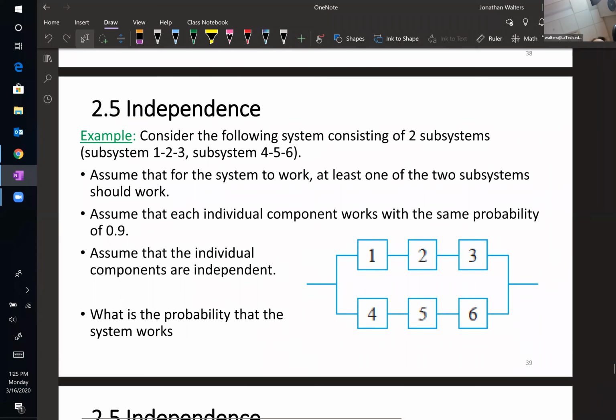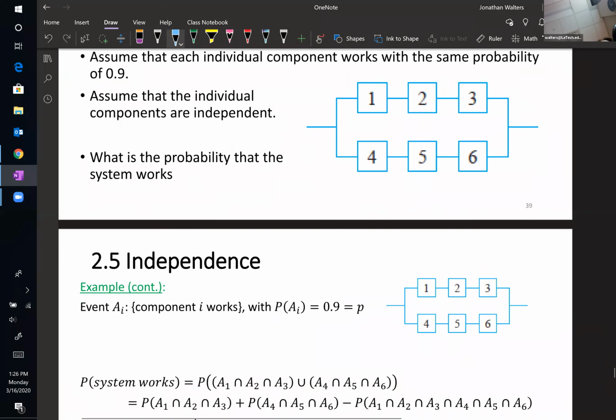Consider the following system of 2 subsystems: subsystem 1, 2, 3, and then subsystem 4, 5, 6. Assume that for the system to work, at least one of the 2 subsystems should work. So that means this one should work, or this one should work. Assume that each individual component functions with the same probability of 0.9. So this component has a 0.9 probability of working, this one has a 0.9, and basically each component here has a 0.9 probability of working. Assume the individual components themselves are independent. What is the probability that the entire system works?